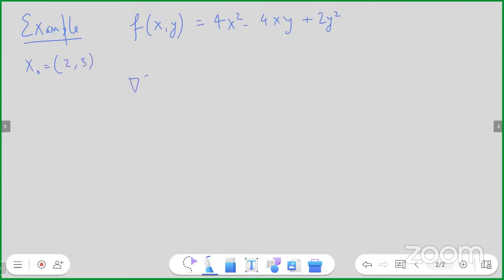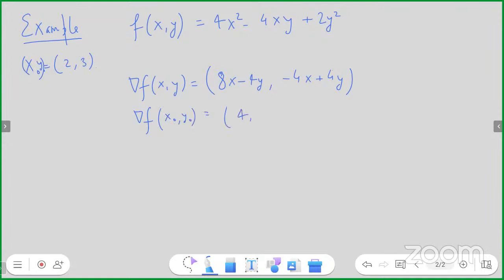So what is del f of x, y? That's simple. It is simply 8x minus 4y, comma, minus 4x plus 4y. So I should technically write del f at x0, y0. What is it equal to? It's simply 4, 4.